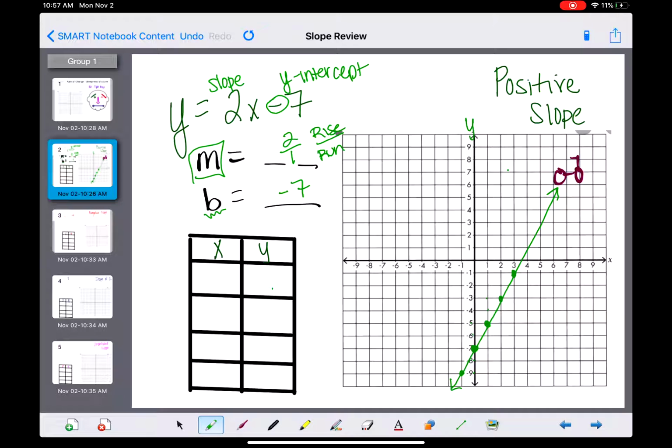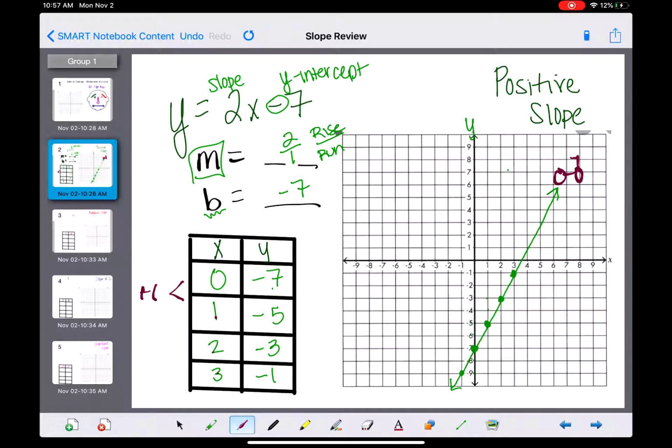Looking at this as a table, what coordinates lie on the graph? I have the coordinates (0, -7), which is my y-intercept, (1, -5), (2, -3), and (3, -1). I simply took the coordinates that I plotted. This is a function because no x values repeat. They each have a unique output. And I know it's linear because I graphed a line, but I can also check.